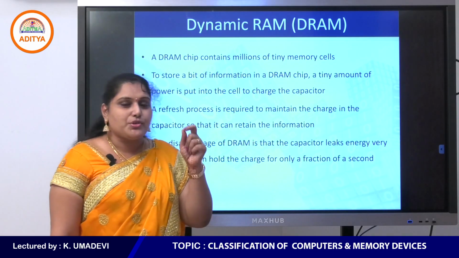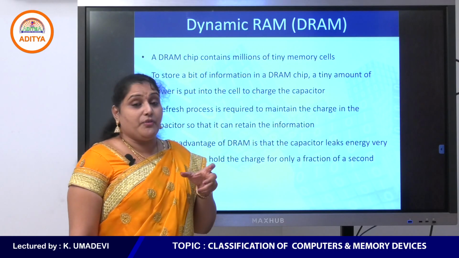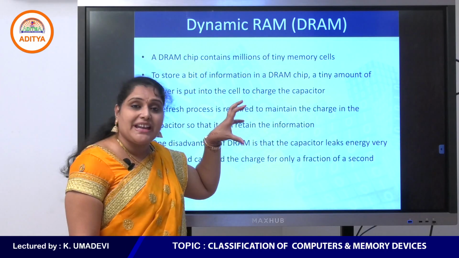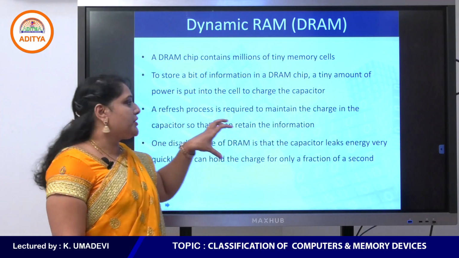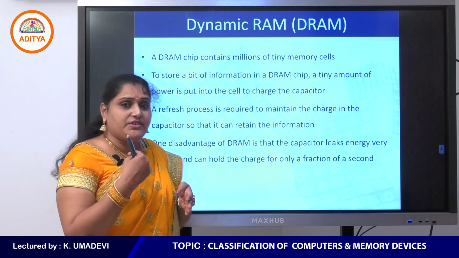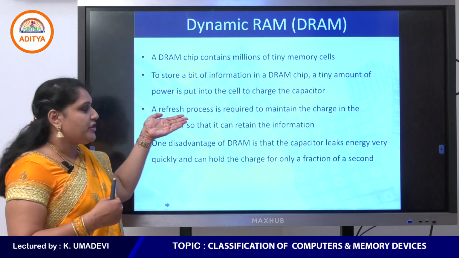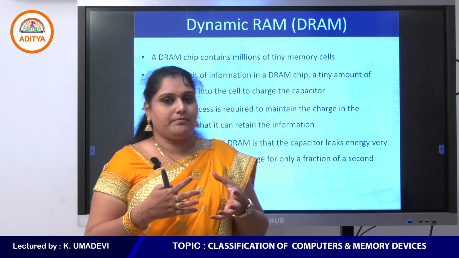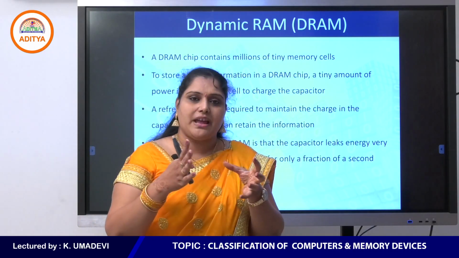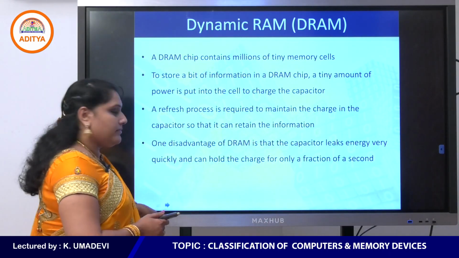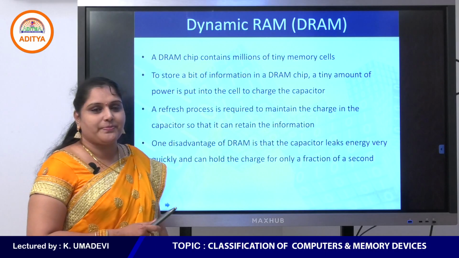DRAM is slower than SRAM. Why? Because a refresh process is required to maintain the data; capacitors are used to maintain the charge. That means an internal refresh process is required to refresh the data in DRAM. Both SRAM and DRAM are temporary memories, and they come under RAM, random access memory.